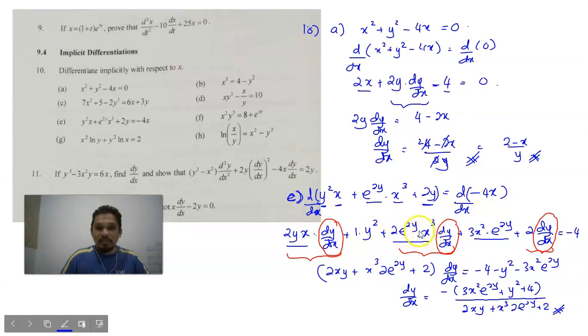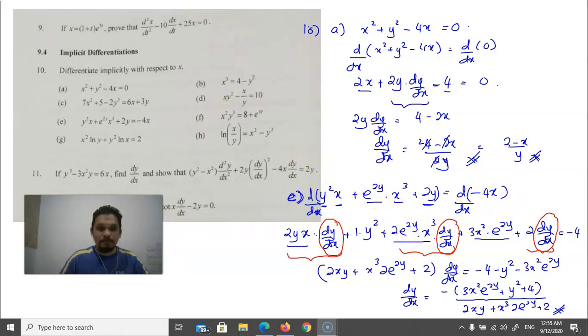Derive everything first, with e power of 2y, so 2e power of 2y, x cubed just following here, and because we derive y with respect to x, multiply with dy/dx. And just like this one here, derive 2y, then equal to 2, but because we derive y with respect to x, multiply with dy/dx. So I do hope all of you may try the rest of the questions here. It is just the same as this one here.